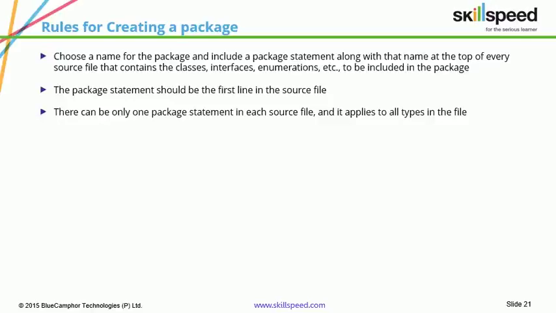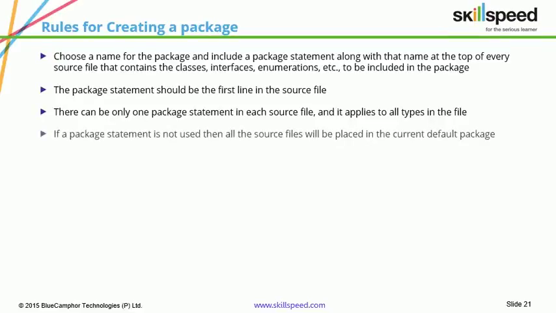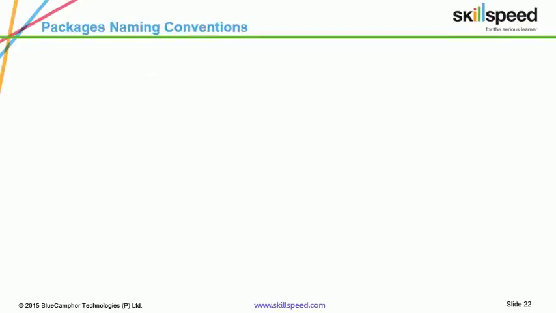There can be only one package statement in each source file, and it applies to all types in the file. If a package statement is not used, then all the source files will be placed in the current default package. That means there is something called a default package into which all the unnamed packaged files will be placed, which cannot be referred to with a distinct name in any other package.